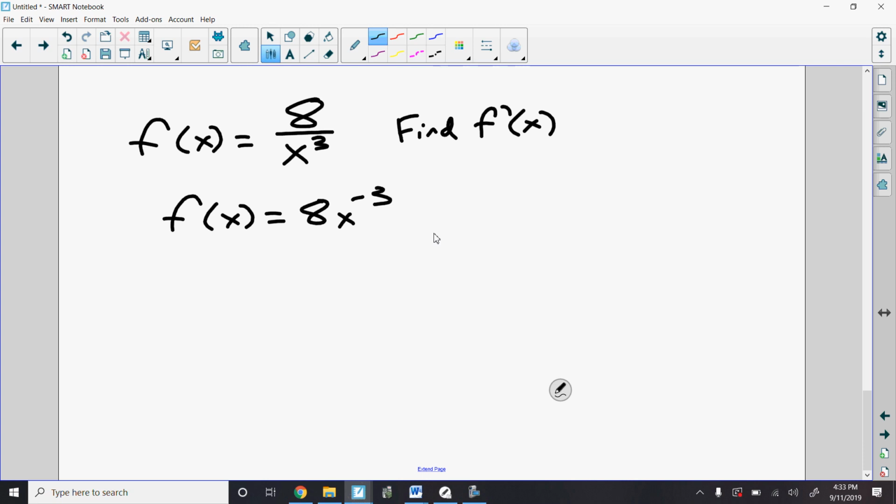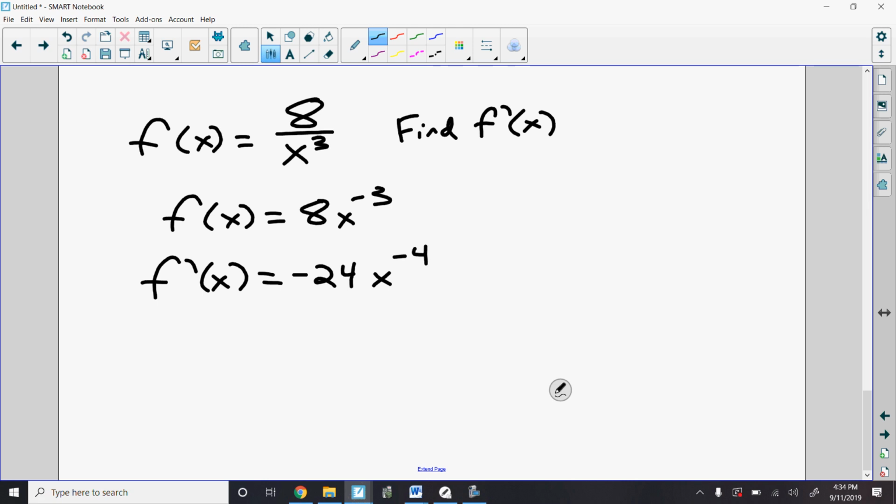So now I'm going to multiply. I'm going to take the power times the coefficient. But now I'm ready to do my derivative. So I'm going to write f prime of x equals. I'm going to multiply 8 by negative 3 and get negative 24. And then I have to subtract 1 from my power. Now please subtract correctly. I don't want to see a negative 2 here. Negative 3 minus 1 is most definitely negative 4.